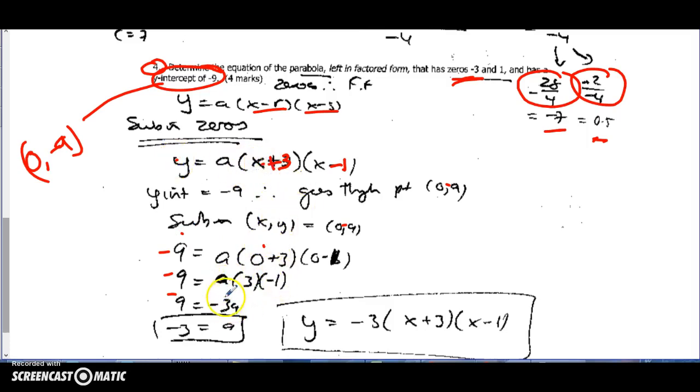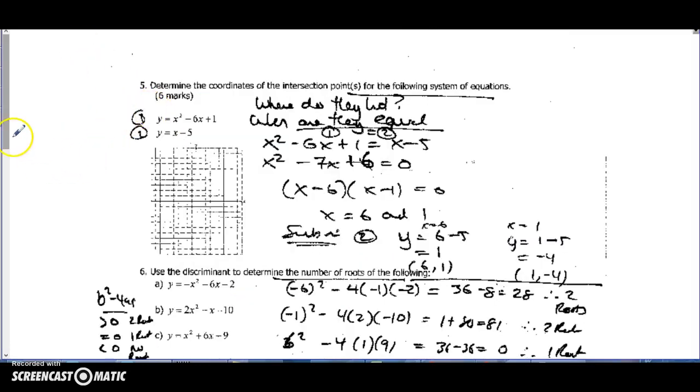Sub those in, and you end up with -3A is equal to -9. So A is then 3. And then this 3 goes here, back in front of the equation. This is your root. This is your root. And you're done. Okay, so that's that.